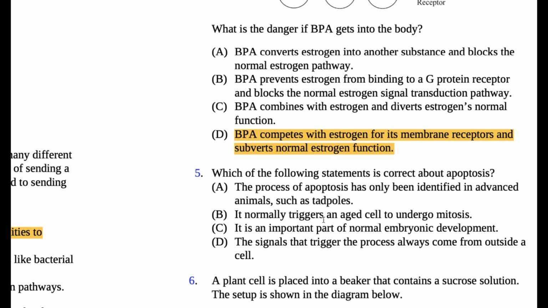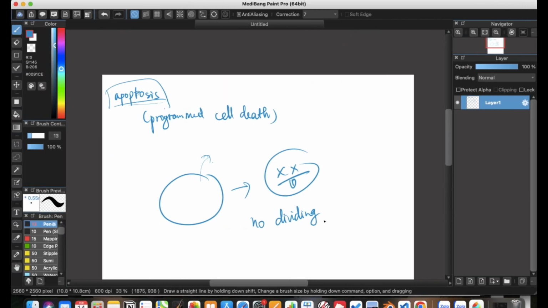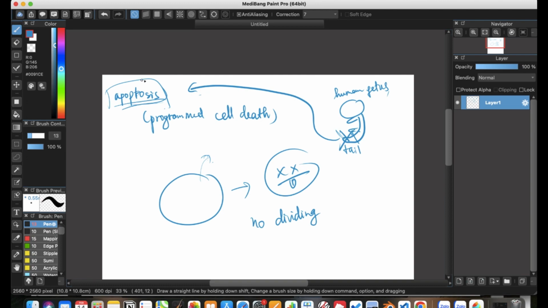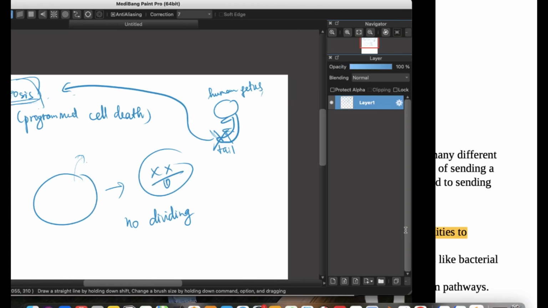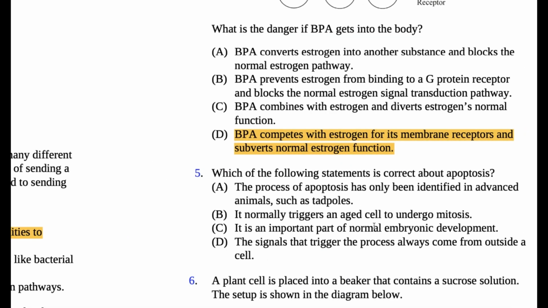It is an important part of normal embryonic development. Which is true because you see that the embryo, for example, when we're in our mother's belly, we have a little tail here, right? This is the human fetus, right? And actually, our tail dies. It's cut off, and it is owed to this process of apoptosis, and it's very crucial in the development of the embryo, the fetus. So C is the correct answer.